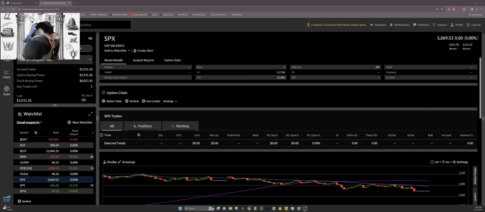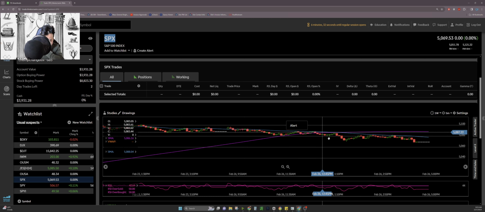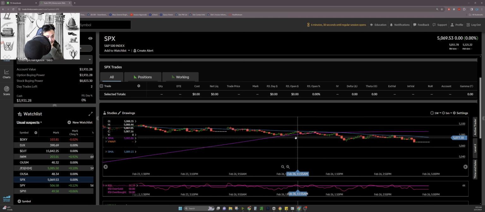I am about to do day one of my 0 DTE strat for the small account challenge. Approximately $3,931 and some change is what's in the small account, and we're going to be trading the SPX. It's currently 9:23, 7 minutes away from the bell opening.